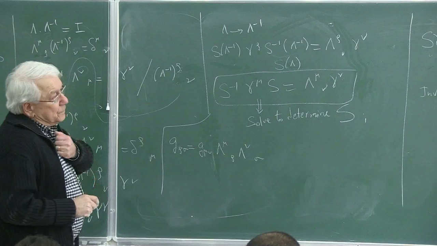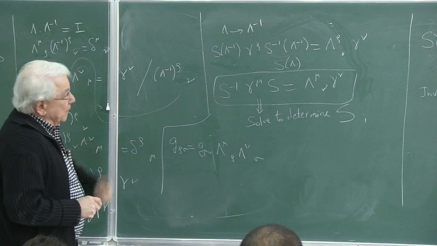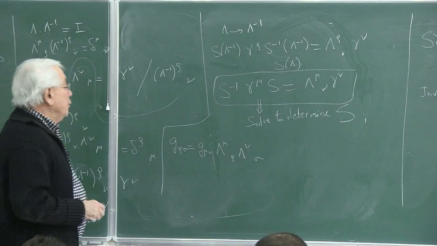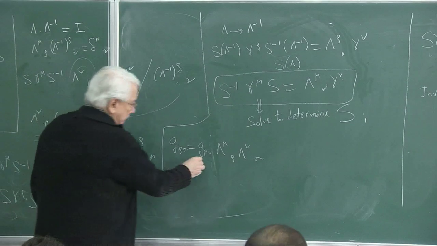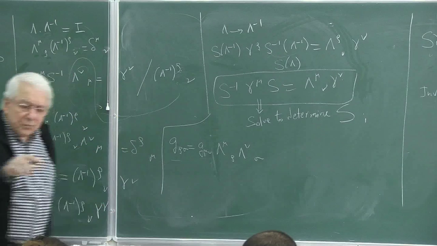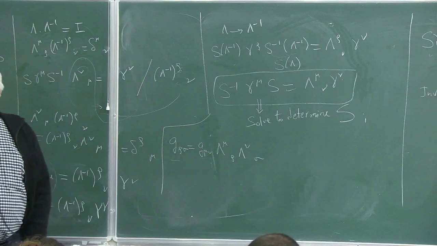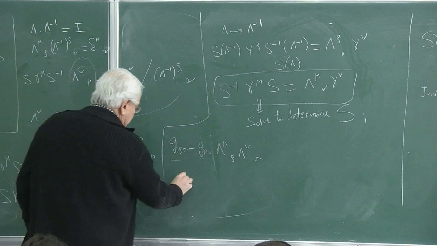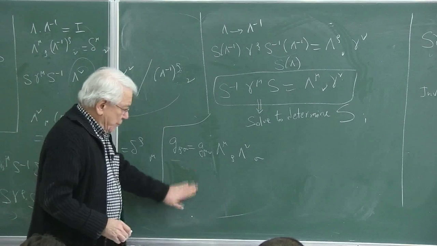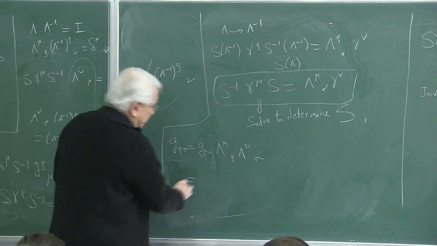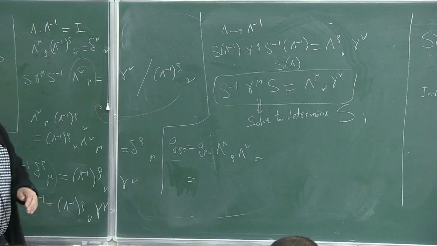I can write this in the following form. G, this is a diagonal matrix, right? 1, minus 1, minus 1, minus 1. Let me call it G. Well, first of all, let me carry out some manipulations before doing that.